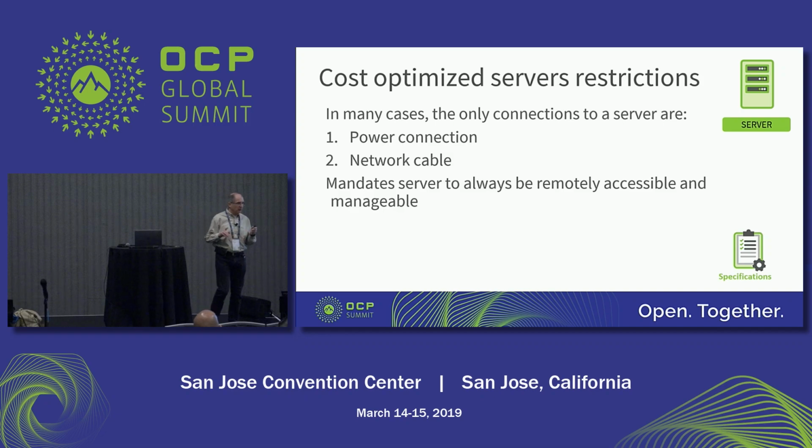Now, when you are doing large-scale deployment of servers, and you want to do cost optimization, you optimize by the cent, by the bolt, by anything. And those servers, in many cases, have just two connections, and that's it. Power from one side and network cable from the other side. That's it. And you have a whole data center deployed based on that concept.